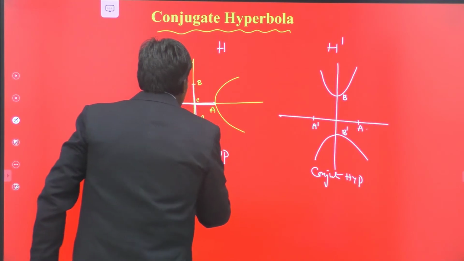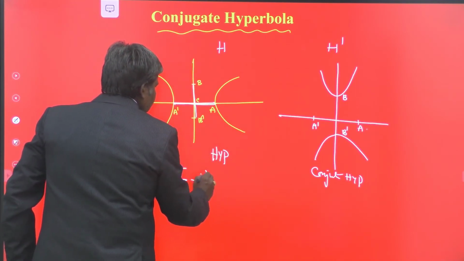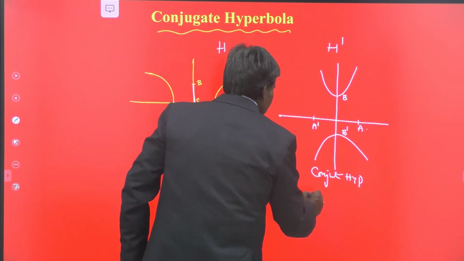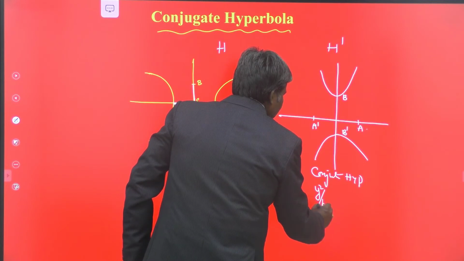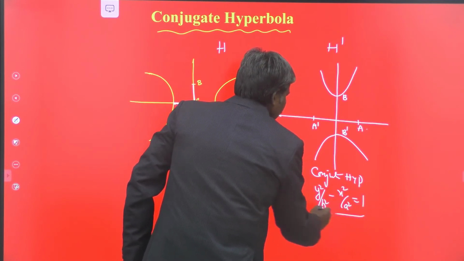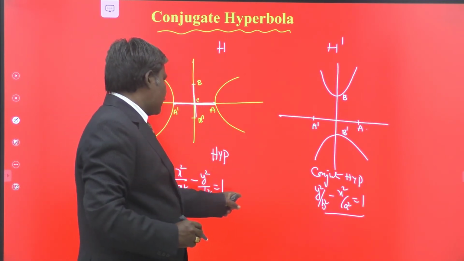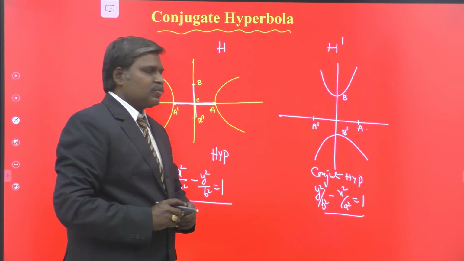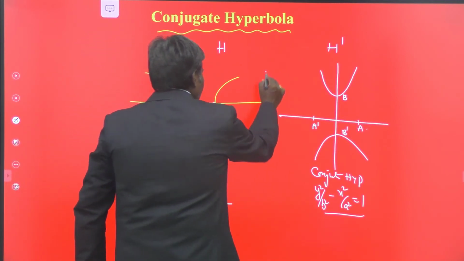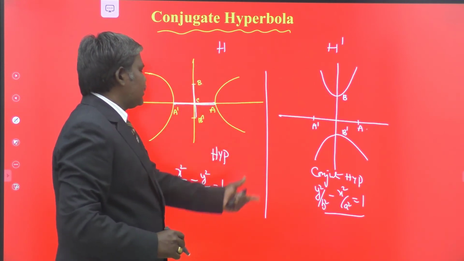Now, if the equation is x square by a square minus y square by b square is equal to 1, the equation of its conjugate is what? Y square by b square minus x square by a square is equal to 1. So x square by a square minus y square by b square equal to 1, and this is y square by b square minus x square by a square equal to 1. So these are the standard forms of the hyperbola and its conjugate.